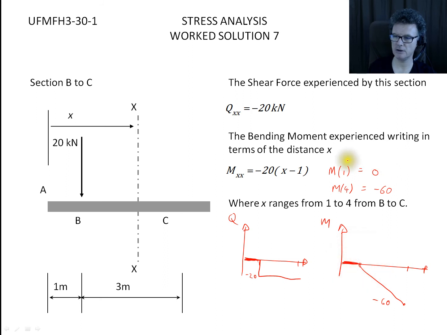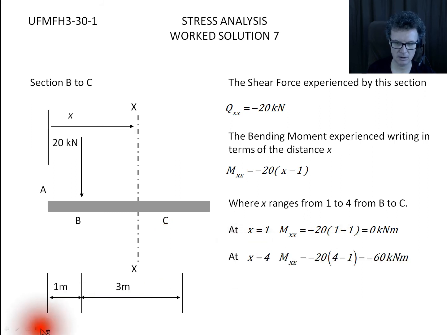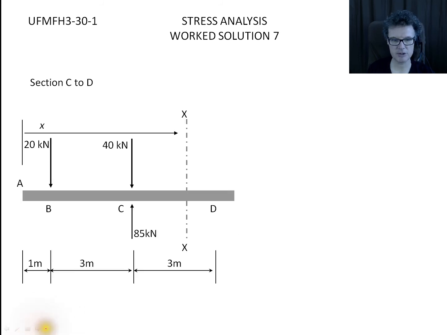So you can see the advantage of putting in your values of what is m when I'm at this point and what's m at this point here. So I can start plotting this graph. And so that's what we've done here. We've put in x equals 1, so I can plot that later, and x equals 4, so I can plot that later. Now let's move on to C to D.